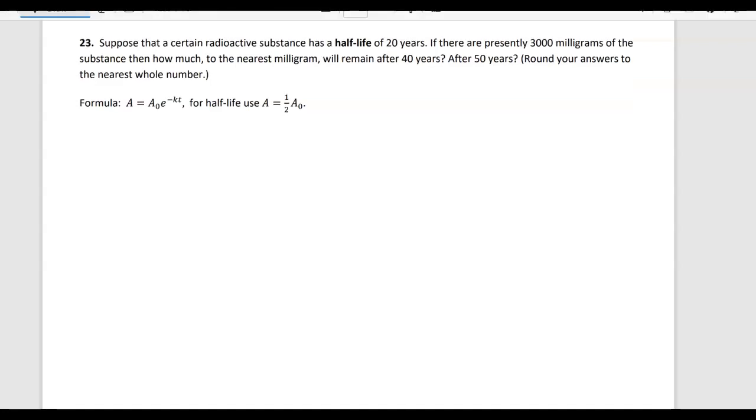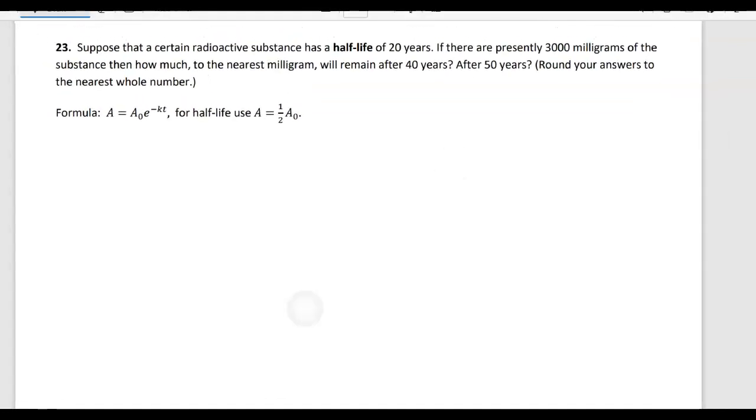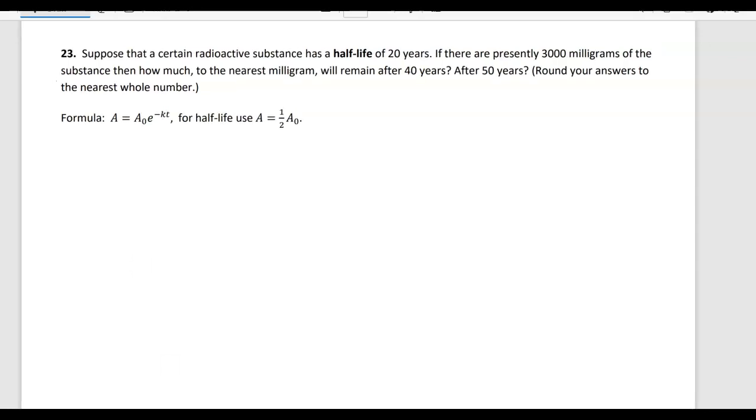Hi class, let's take a look at problem 23. Now, they're giving us the following formula, and for this type of problem, since we're not given the actual equation or mathematical model, we first need to find k, which is a decay constant. So let me just start with find k.